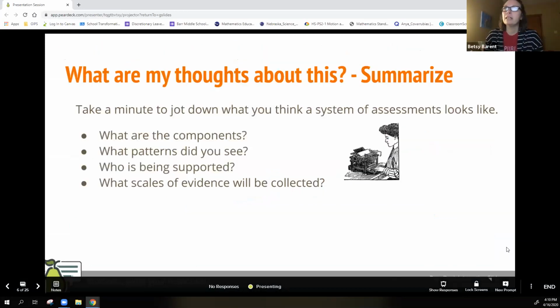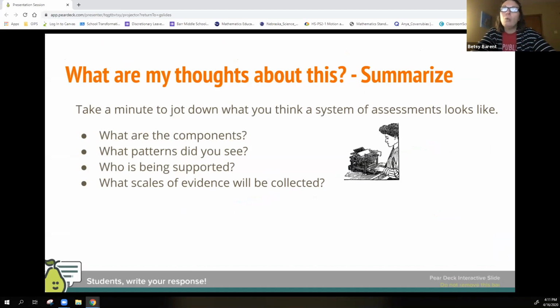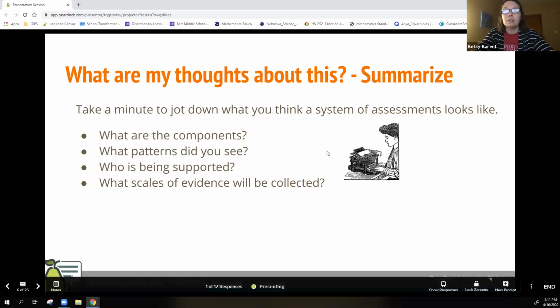All right, Betsy Barrett here. We want you to take a minute to think about what you noticed about that Michigan system of assessment, and really try to summarize your thinking around that system. A few things you can think about as you're summarizing are: what are the components? What patterns did you see? Who is being supported in that system of assessment? And what scales of evidence will be collected? I'm going to give you just a minute or less here to get some ideas down, and then we'll talk.